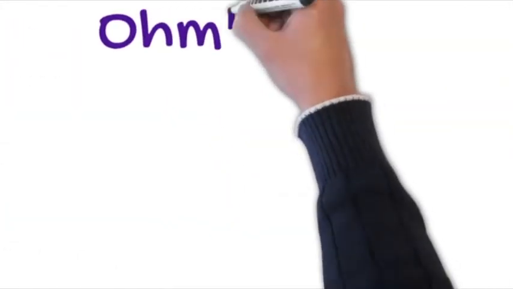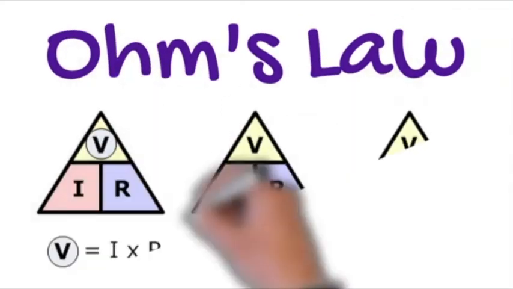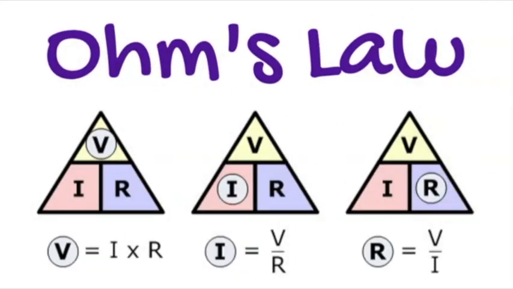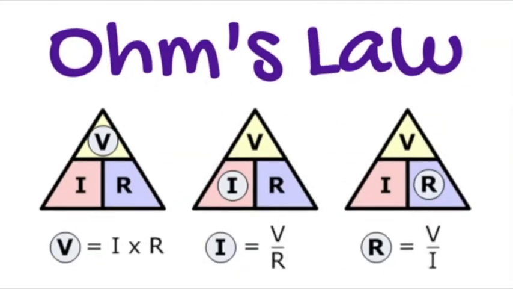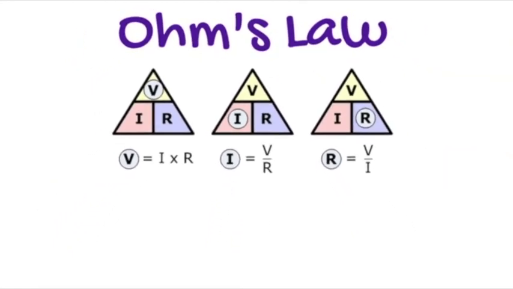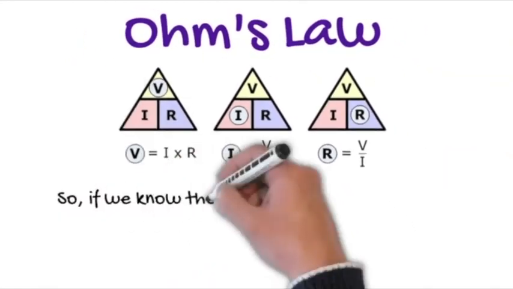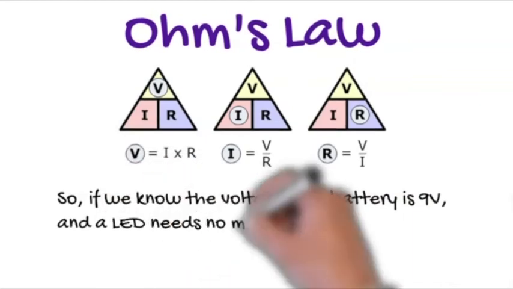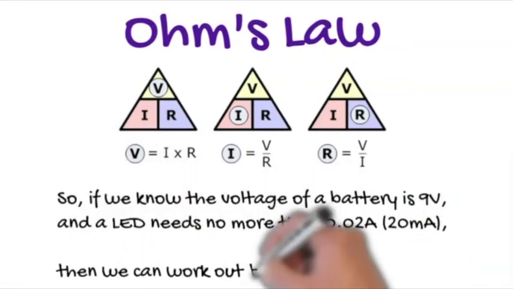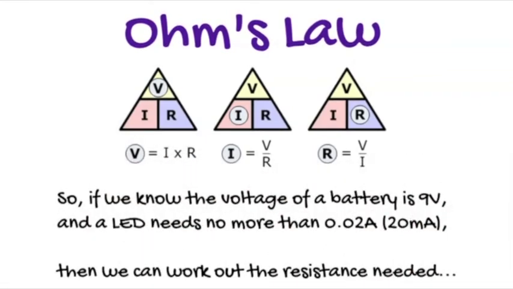So our Ohm's law formula can be rearranged depending on what information we know. So for example, if we know the current and the resistance, we can multiply them together to find out the voltage. Or, for example, if we know the voltage of a battery is 9 volts and a particular LED has a maximum current of 20 milliamps or 0.02 amps, then we can work out the resistance needed to achieve that current.